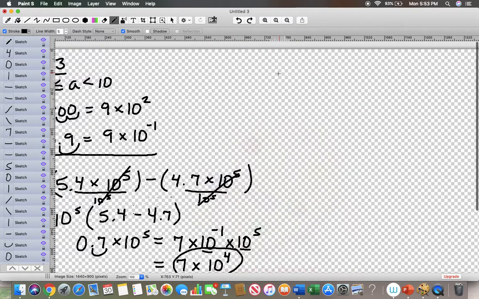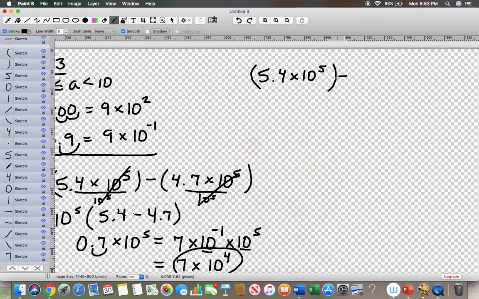Let's come up here. What if we were subtracting terms, but a lot of times we are not going to have the same exponents? 5.4 times 10 to the 5th minus 4.7 times 10 to the 4th power. All right, I could pull out a 10 to the 4th power, but I would still have a 10 power left over. So let's come over here and let's change that.